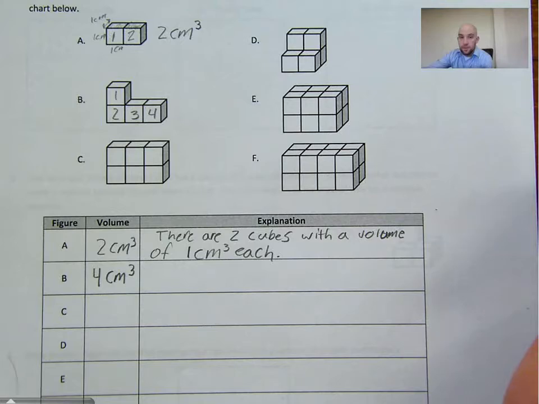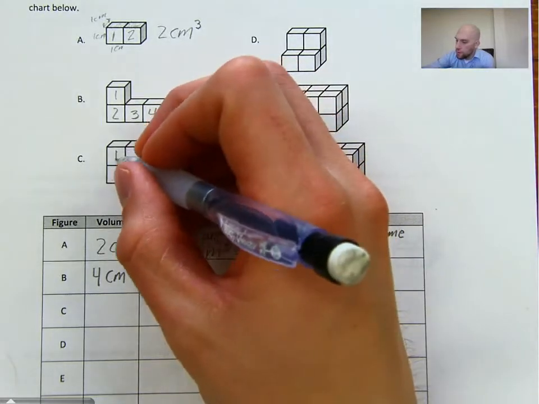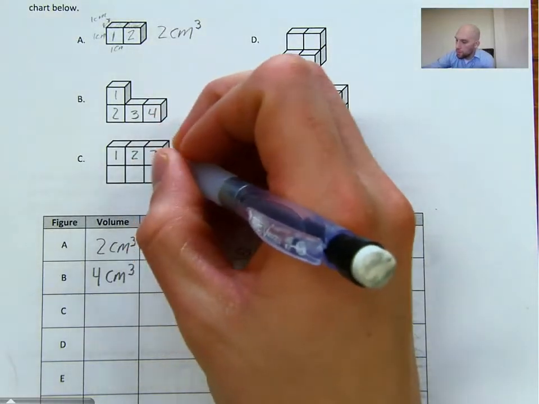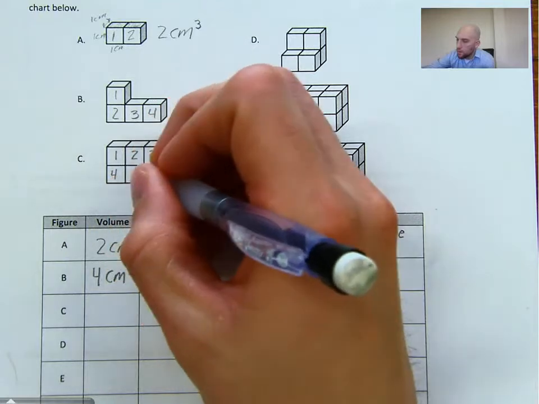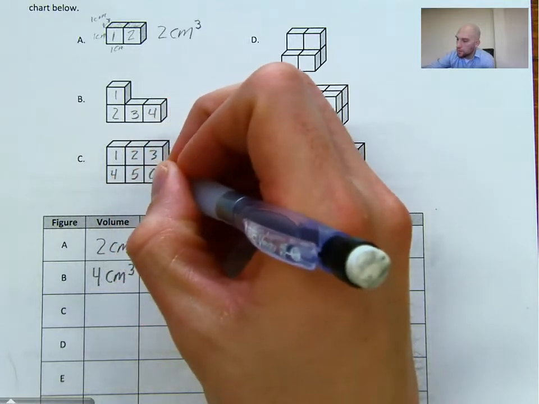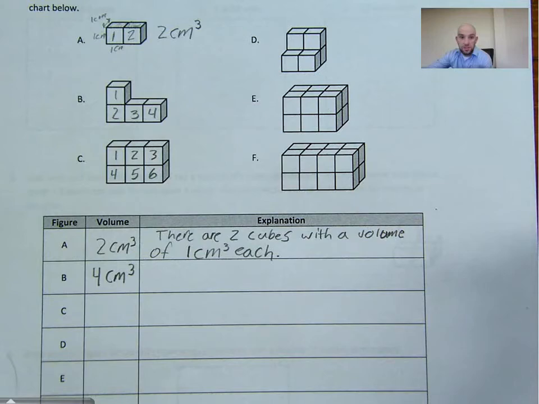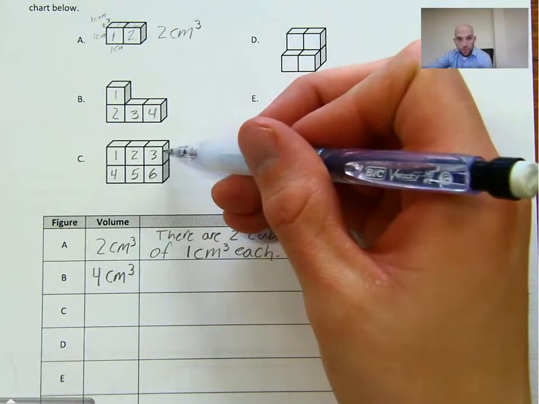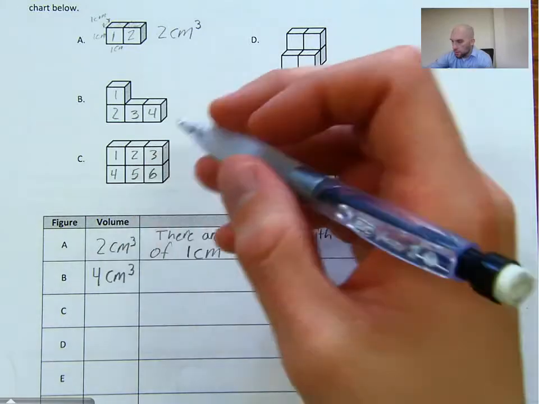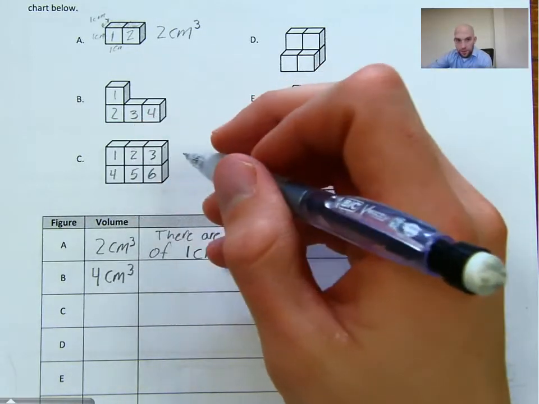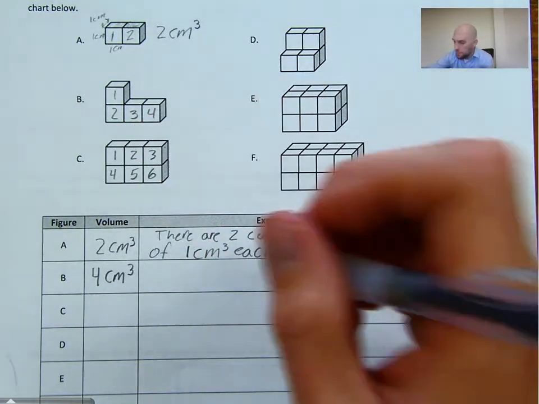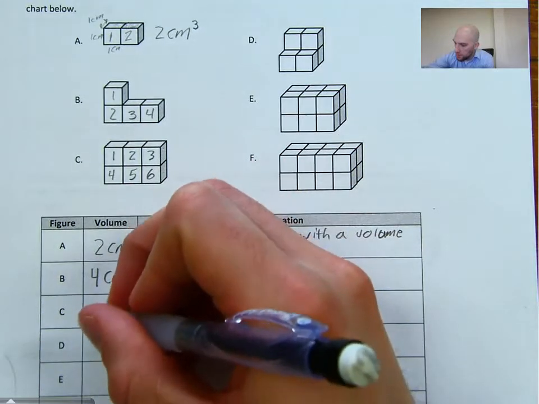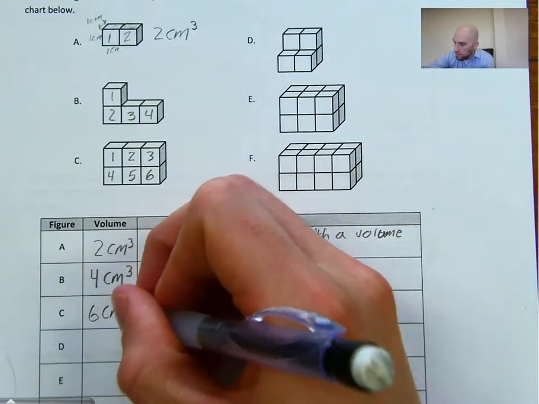Letter C. Now we have 1, 2, 3, 4, 5, 6. 6 of those cubes stacked on top of each other. It's kind of like a building. It would have 2 floors. We have 3 on this floor and then 3 sitting above on top of them. This one is 6 cubic centimeters.